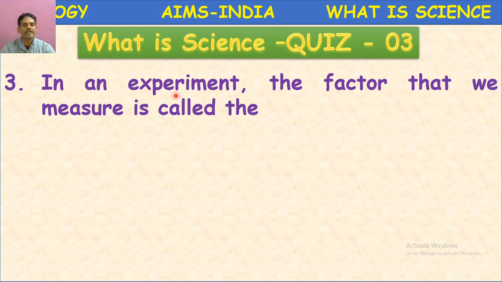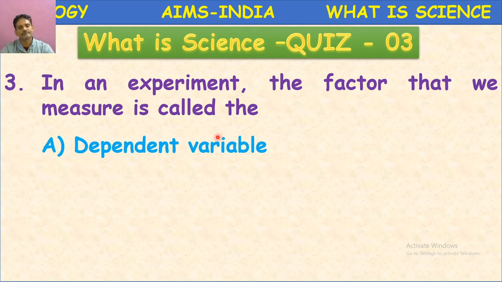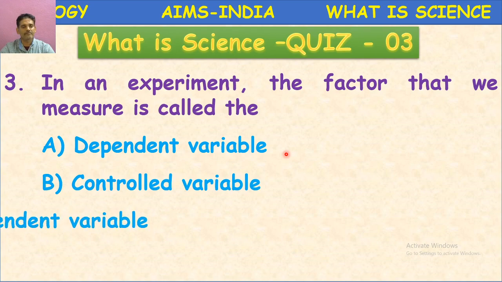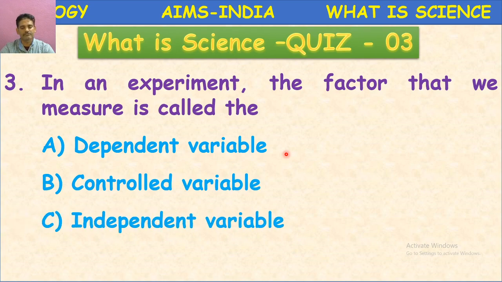Next question. In an experiment, the factor that we measure is called dependent variable, controlled variable, independent variable, or conclusion. We discussed that in an experiment, variables are very important. At a time, we can't test all the variables, so you have to select a variable and measure that variable. That variable is called, very good, dependent variable, the variable which we are going to test.